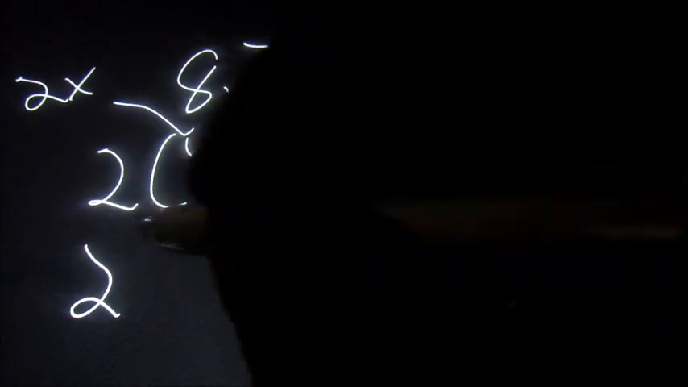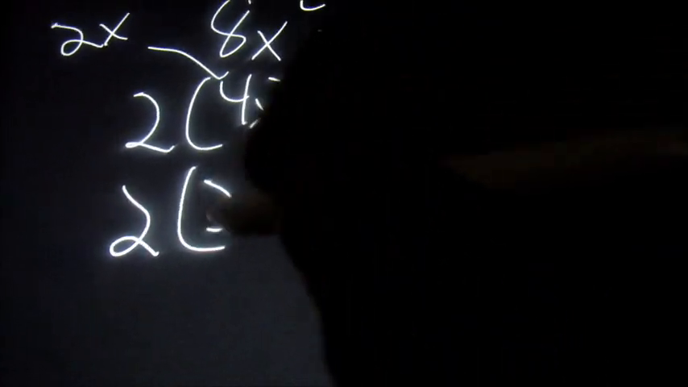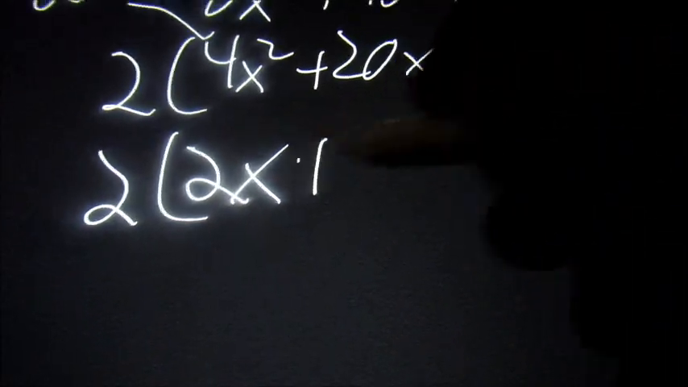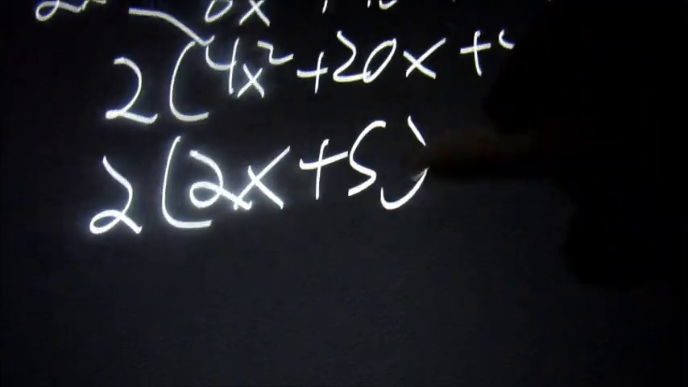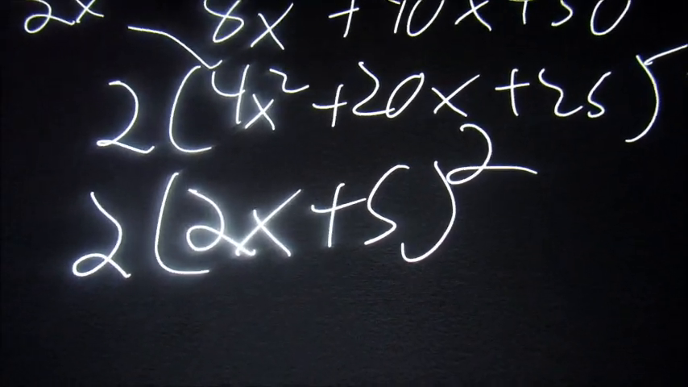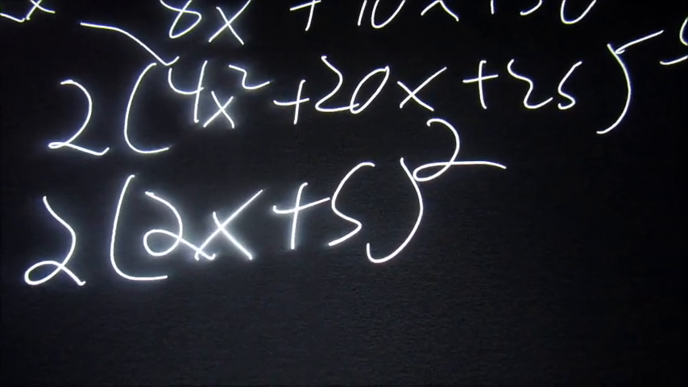So we need to keep the 2. And we're going to have the 2x. This is going to be a plus. We're going to have the 5. And then square for the binomial.